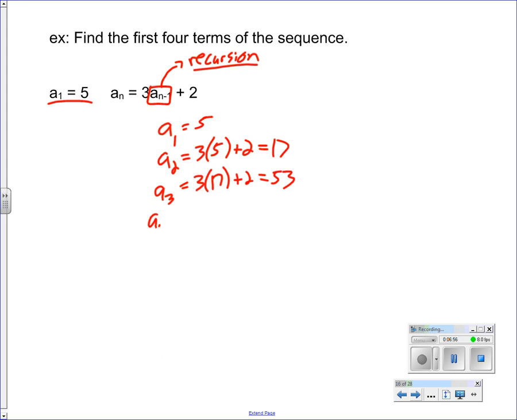Same thing to find the fourth term. Take that 53, multiply it by 3, which is 159, add 2, and I get 161. So each time I'm using the previous term to find the next term. That's what the recursion means.